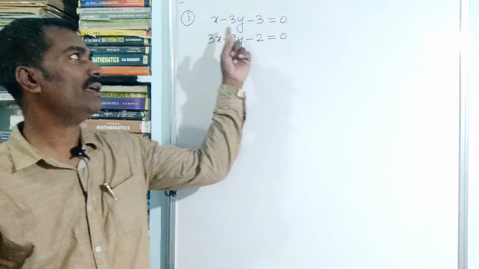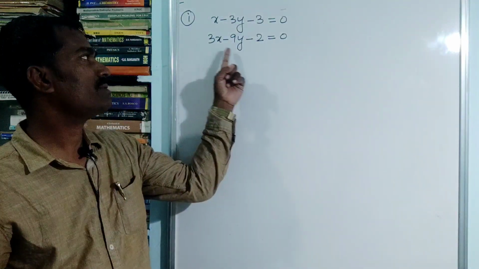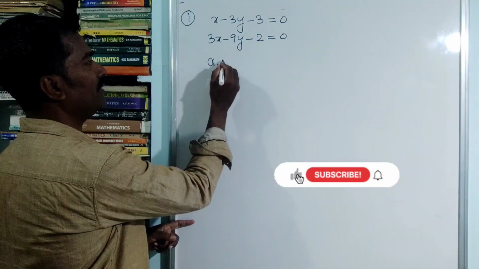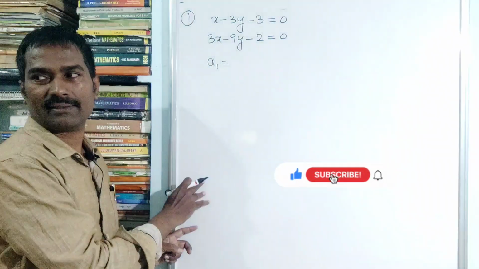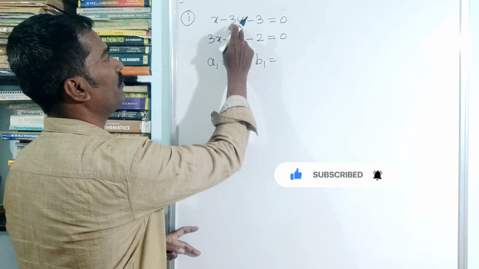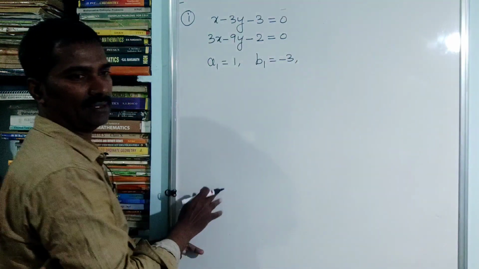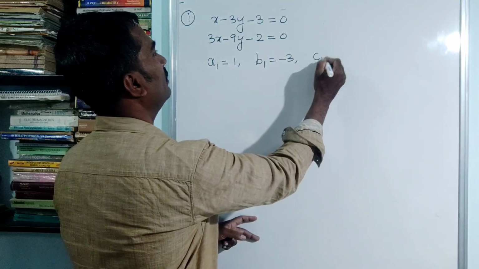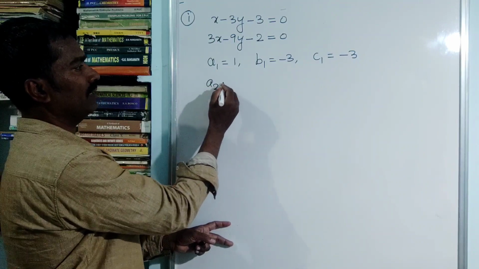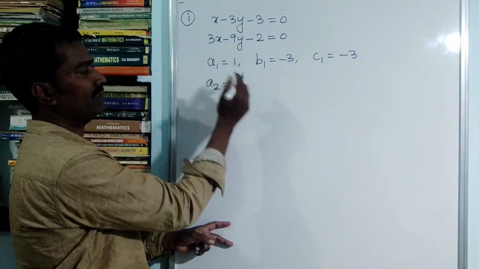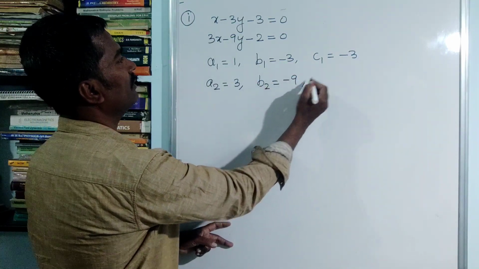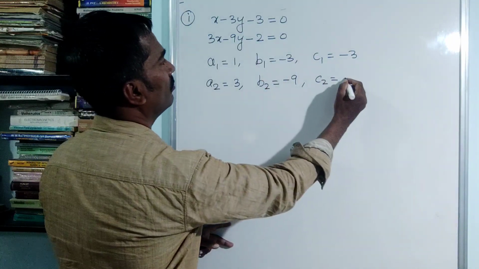x minus 3y minus 3 is equal to 0. 3x minus 9y minus 2 is equal to 0. From these two equations, we need to write a1. a1 is equal to the coefficient of x, 1. b1 is equal to the coefficient of y, minus 3. c1 is equal to the constant, minus 3. Then from the second equation, a2 is equal to the coefficient of x, 3. b2 is equal to minus 9. c2 is equal to minus 2.